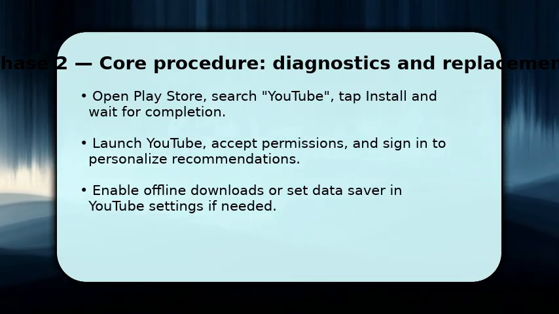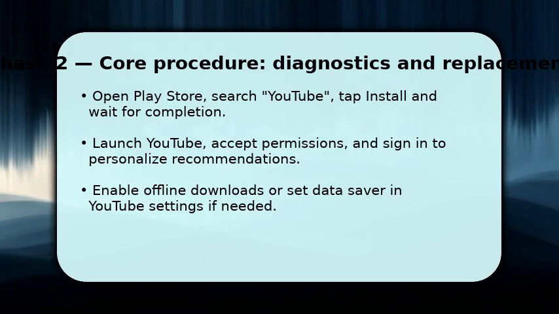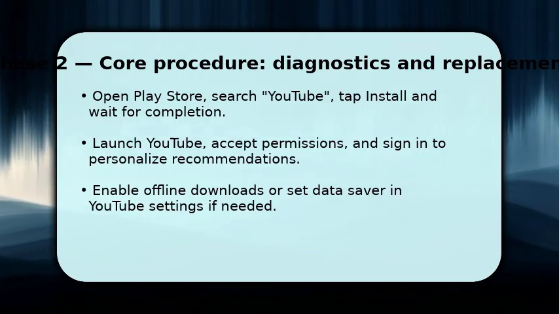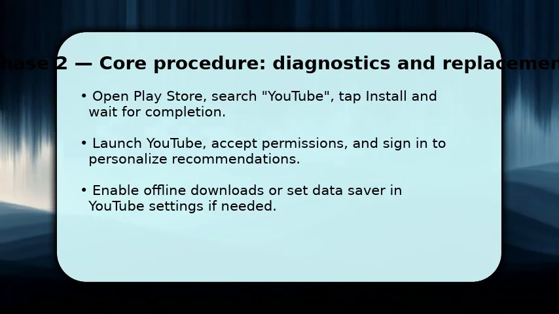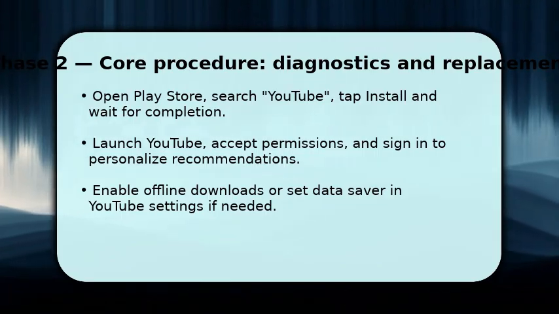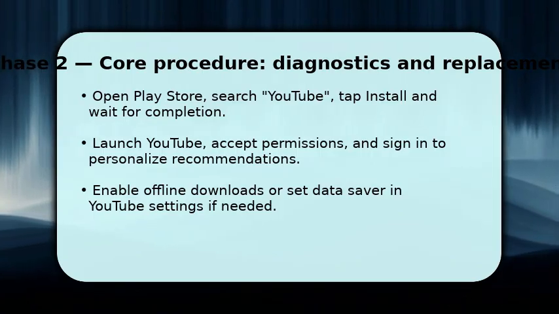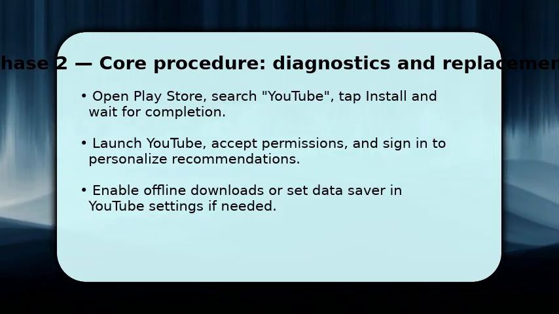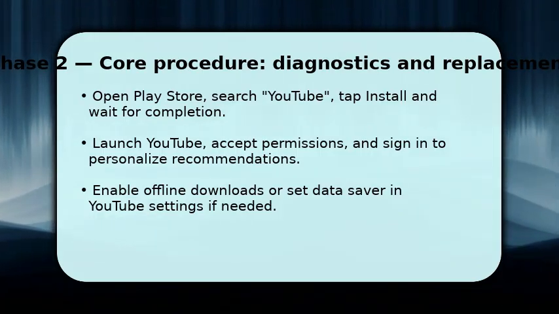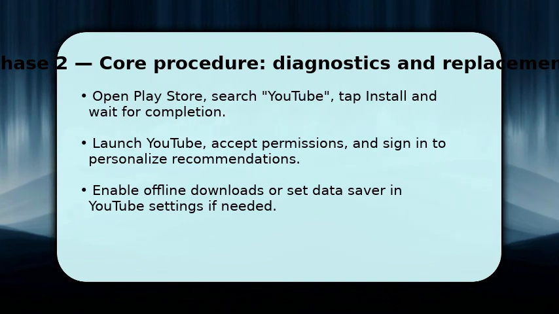When you launch the app, accept camera, microphone, and storage permissions only if you plan to upload or download videos, otherwise grant minimal permissions. Sign in with your Google account to sync subscriptions and history. Once signed in, go to Settings to choose Streaming Quality and enable offline downloads if storage and policy allow.